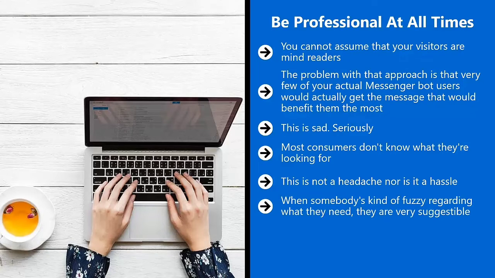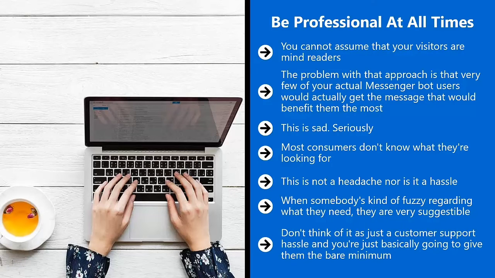When somebody's kind of fuzzy regarding what they need, they are very suggestible. This means you can position the conversation in such a way that they may buy something that they normally wouldn't buy, or they would buy more of something that they already are intent on buying. Do you see how this works? It's an opportunity.